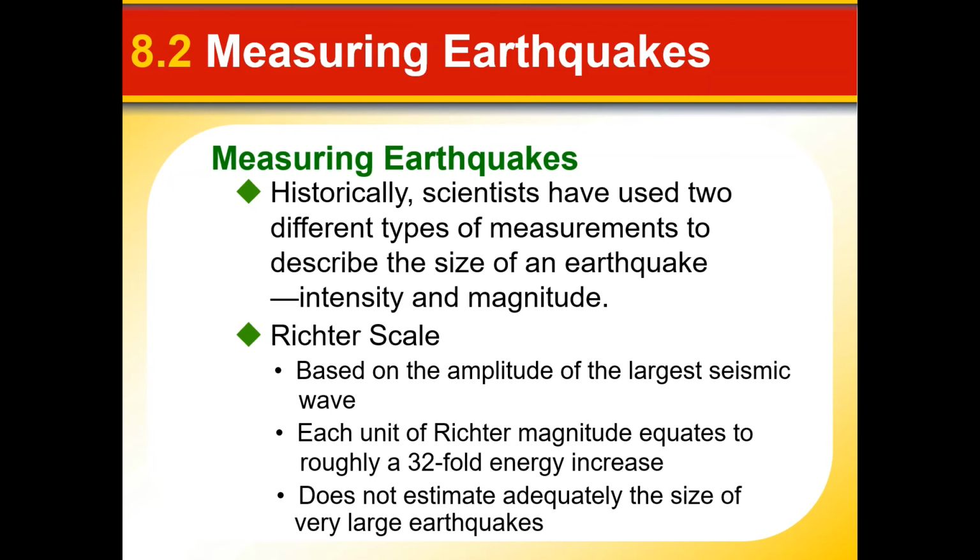So a magnitude 3.1 earthquake is 10 times more powerful than a magnitude 3, not just 0.1 more powerful. Okay, so that is how the Richter scale works.